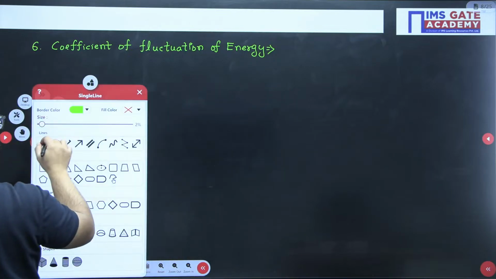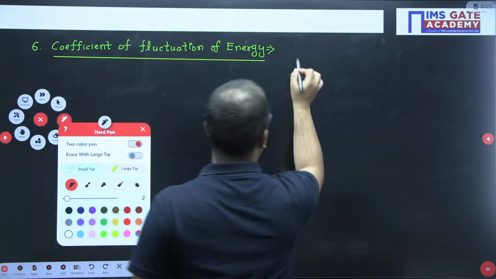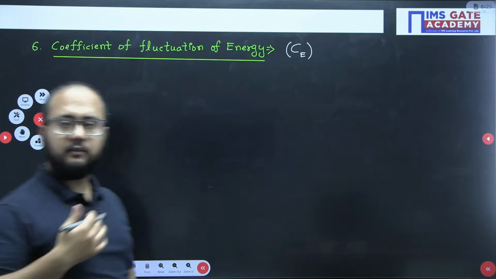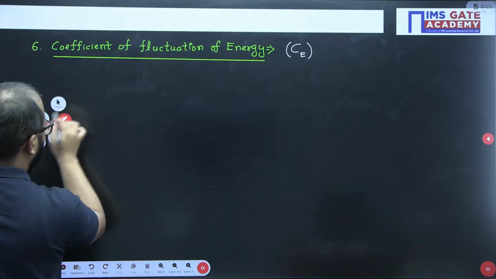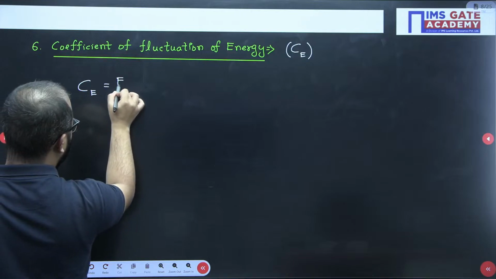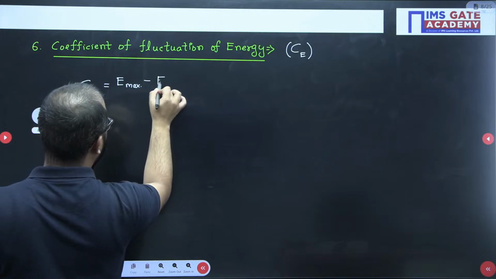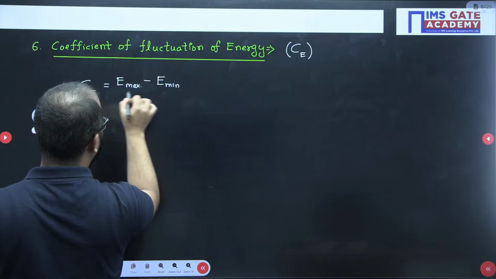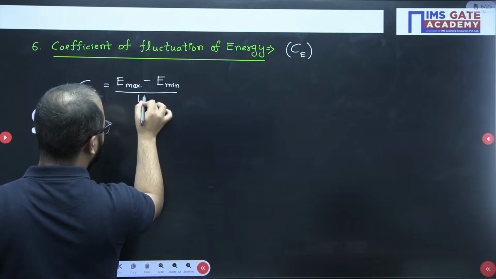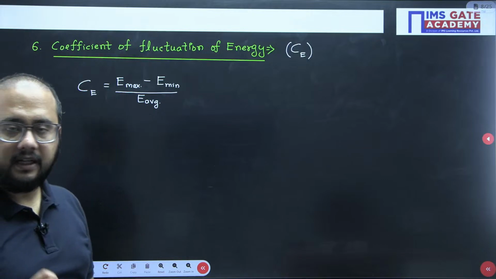Now in this case it is represented by Ce. Again, the formula is similar to the coefficient of fluctuation of speed. So it is equal to E max minus E min, divided by E average.